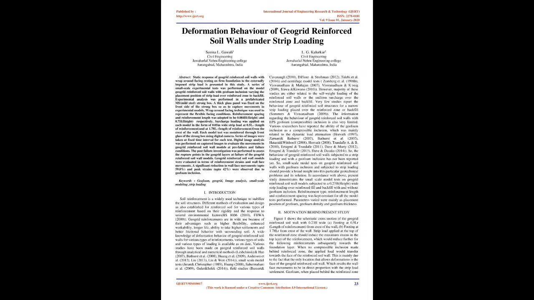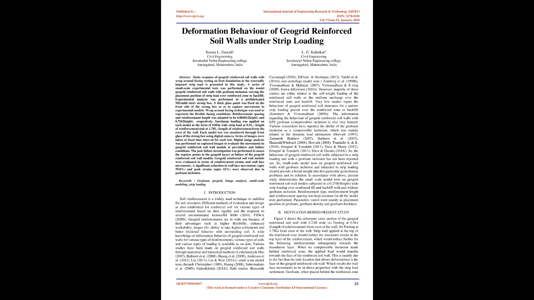Digital image analysis was performed on captured images to evaluate the movements in geogrid reinforced soil wall models at pre-failure and failure conditions. The post-failure investigation was performed to assess the rupture points in the geogrid layers at failure of the models. The models were evaluated in terms of reinforcement strains and wall face movements. A significant reduction in wall face movements, up to 59.8%, and peak strains, up to 42%, was observed due to geofoam inclusion. Keywords: geofoam, geogrid, image analysis, small-scale modeling.